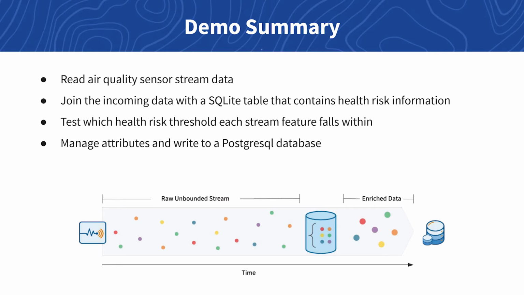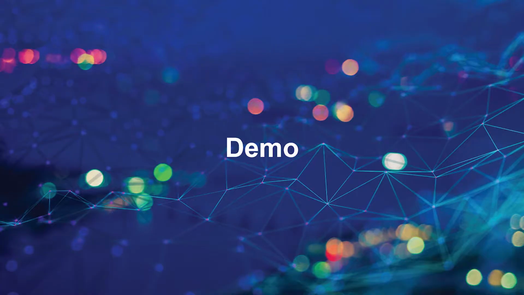We will be reading from a Kafka message queue with air quality sensors located around British Columbia. We will join the features with a SQLite table that holds air quality health information. We'll then test which air quality threshold each feature falls within, clean the attributes, and write to a Postgres database. Now let's take a look at our workspace.